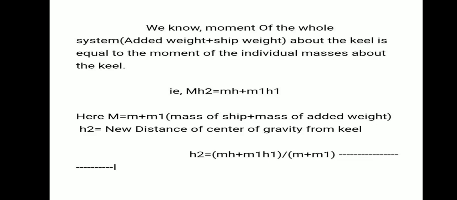Then, mathematically, we say (m plus m1) times h2 will be equal to mh plus m1h1. Here m plus m1 means the mass of the ship plus the mass of the added weight, that is the total mass, and h2 will be the new distance of the center of gravity from the keel. Then h2 will be (mh plus m1h1) divided by (m plus m1). It is equation number 1.